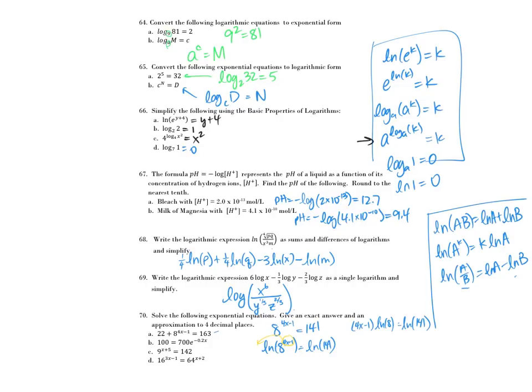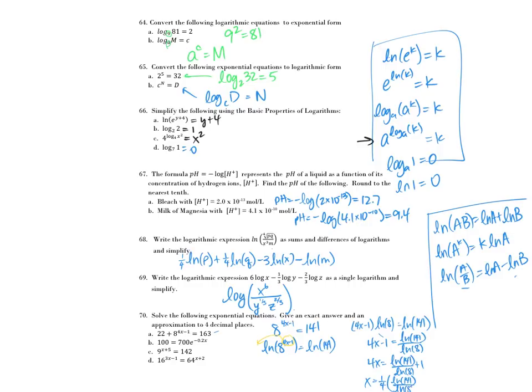So then I can divide that over, and I get 4x minus 1 equals natural log of 141 divided by natural log of 8. Now you might be tempted to simplify that, but let's just leave it just like it is for now. Then we're going to add 1. And then we can divide all that by 4, or multiply by 1/4.